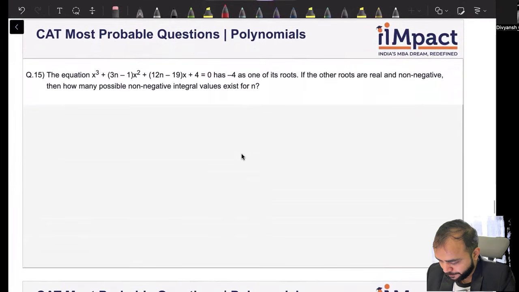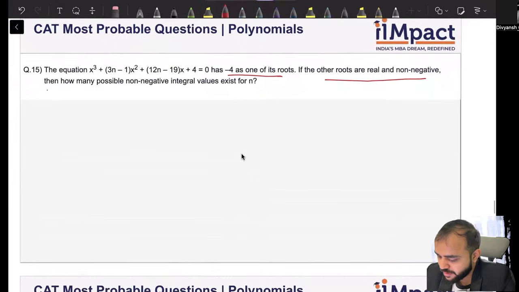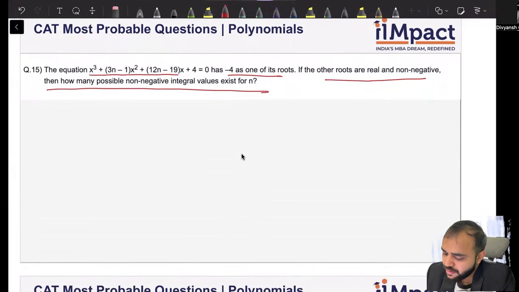Moving on. The equation x cube plus (3n minus 1) x square plus (12n minus 19) x plus 4 has minus 4 as one of the roots. If the other roots are real and non-negative, then how many possible non-negative integral values exist for n? So the approach is clear. This cubic I will convert to a quadratic by using x plus 4 as one of the factors, after which I will apply my discriminant being greater than equal to 0, and the roots being non-negative to the quadratic that I will get.